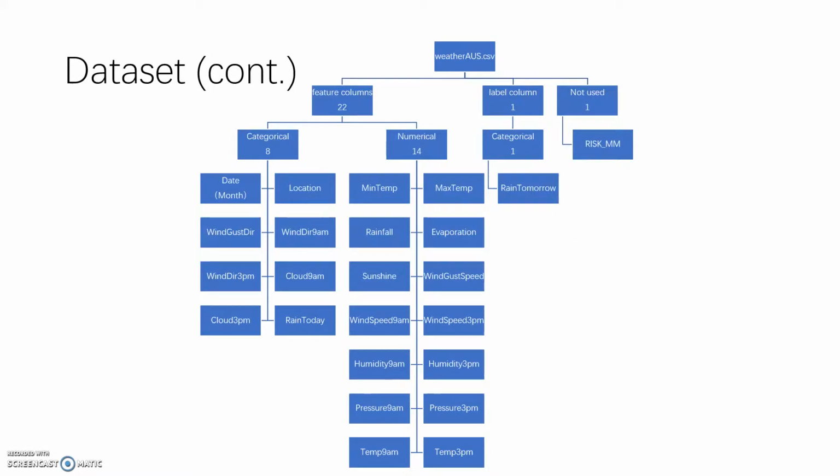There is a column called risk MM, which is not used because, as stated in the downloading page in gecko.com, this column is used to derive the label column, so it actually leaks the answer to the prediction model.